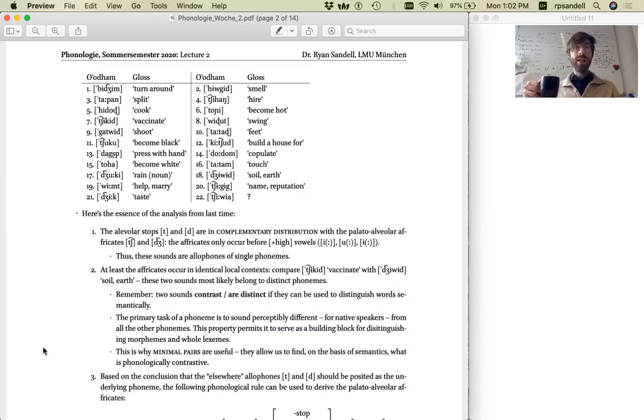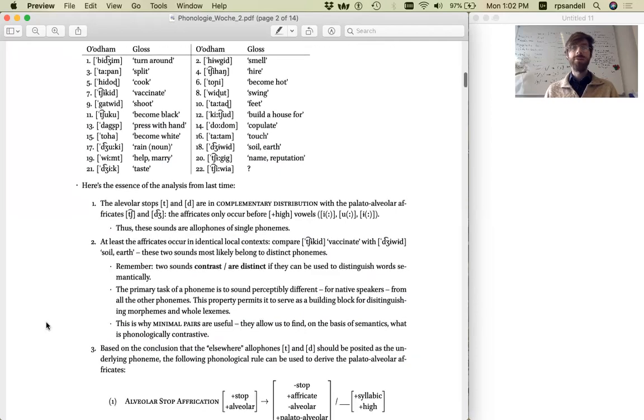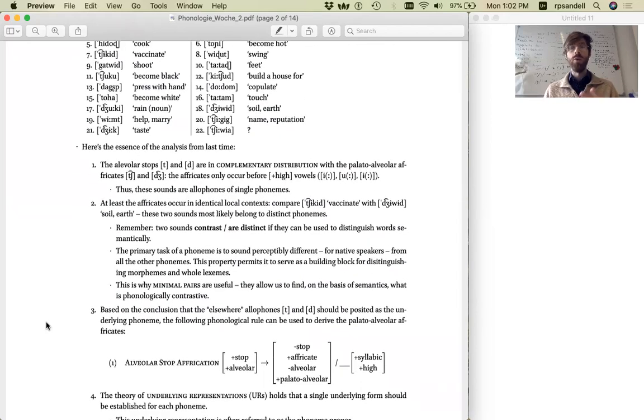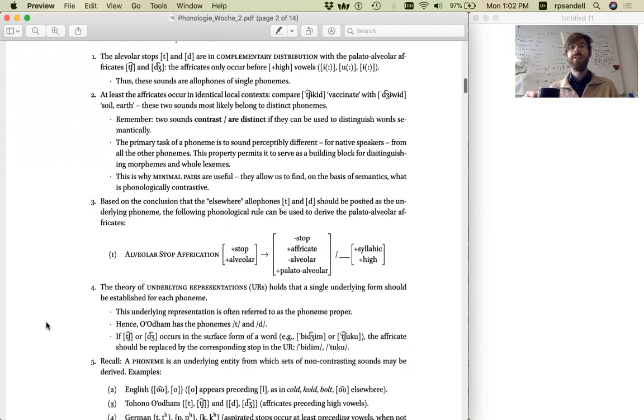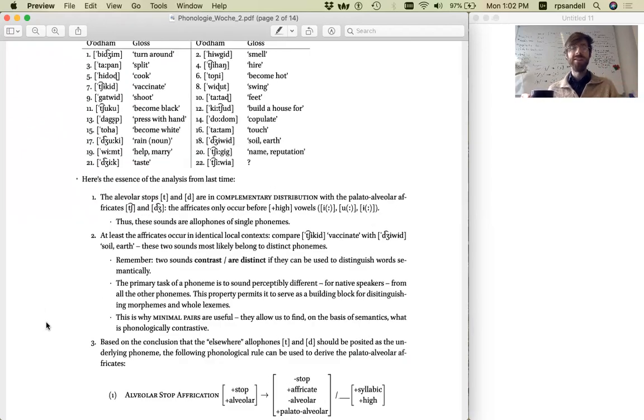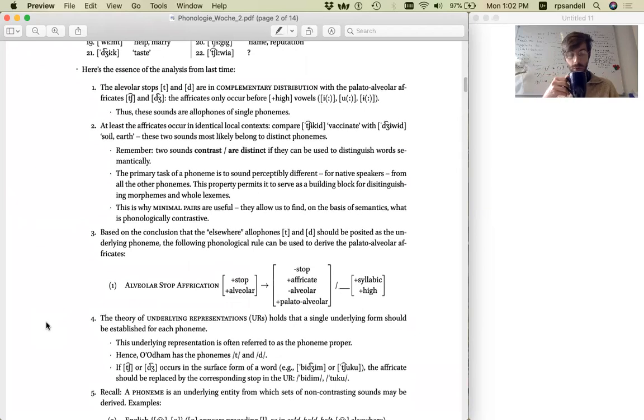And let's recall as well that the primary task of a phoneme within a linguistic system is to sound perceptibly different, at least for native speakers of that language, from all of the other phonemes, from all of the other contrastive sounds of that language. So this property is what allows phonemes to serve as the building blocks for distinguishing morphemes. Hopefully you're familiar with that concept from an introduction to linguistics or morphology, and for distinguishing whole lexemes. And that's precisely why minimal pairs are useful. They help us to find, using semantics, basic meanings, what is probably phonologically contrastive.